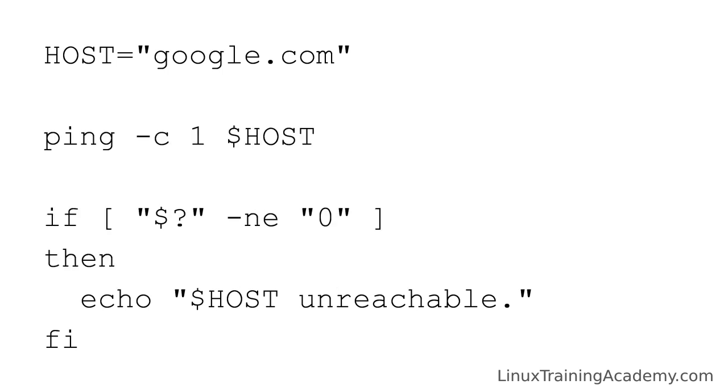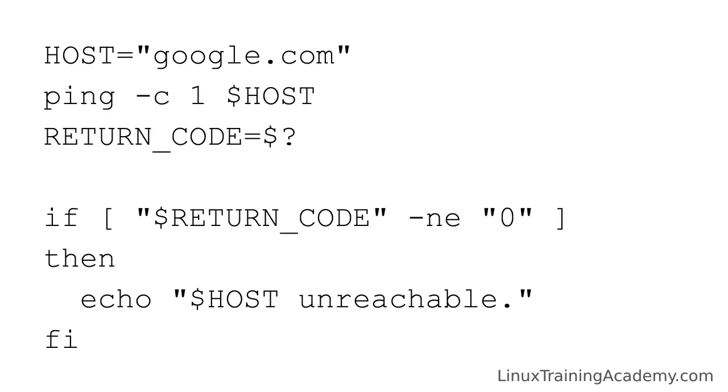This example just checks for an error condition. In the if statement, we look for a non-zero exit status. If $? does not equal 0, then we echo that the host is unreachable. If the ping command succeeds and returns a 0 exit status, then the echo statement is not executed.